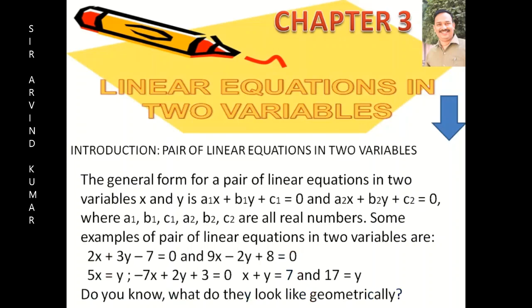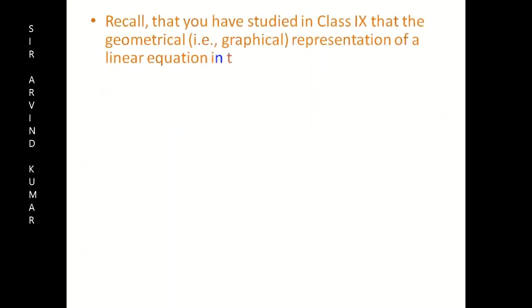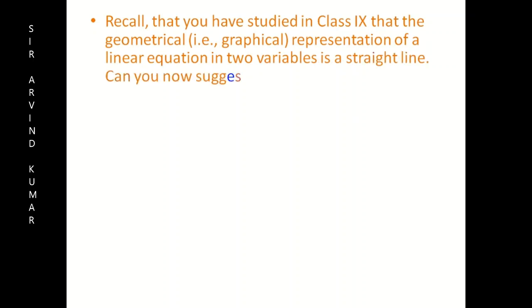Do you know what they look like geometrically? See, we are just discussing linear equations. The name linear itself shows that they will make a line. So geometrically or graphically you will have a line for these equations. Now let us recall that you have studied in class 9 that the geometrical or graphical representation of a linear equation in two variables is a straight line.